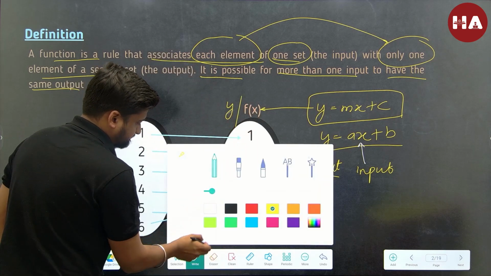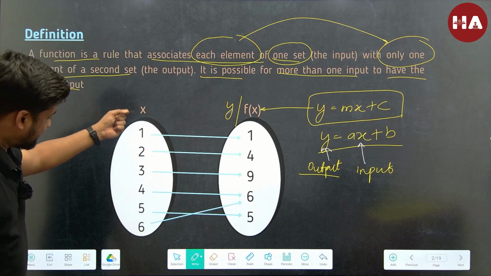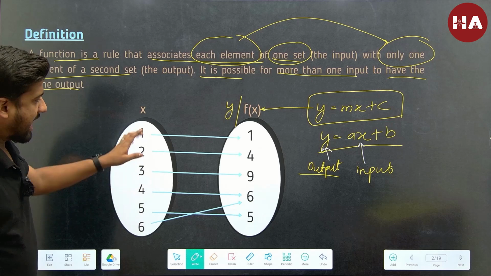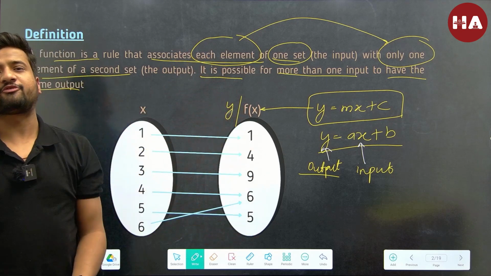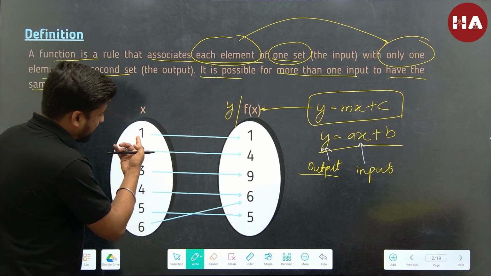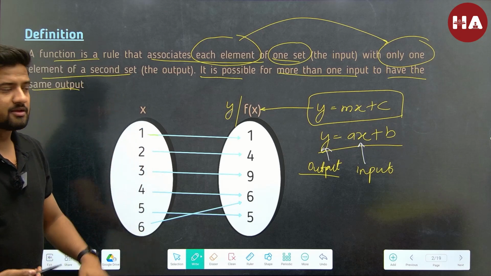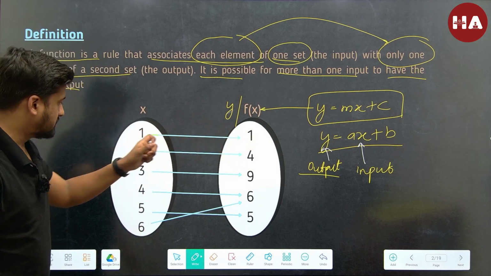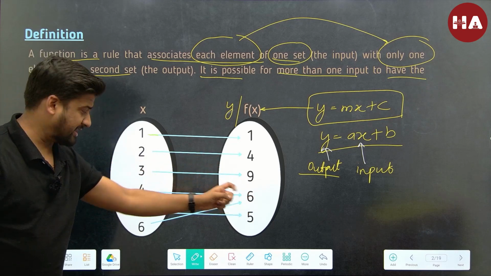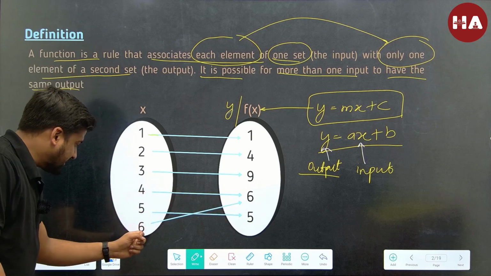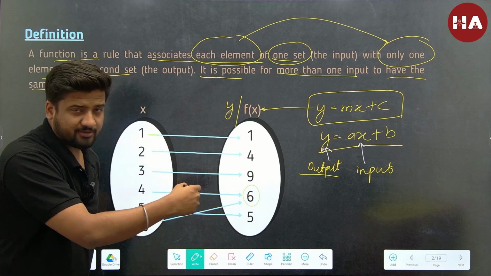Now if you'll notice, each value of x has only one corresponding value of y, right? Each value of x has only one arrow leaving from it, right? So 1 corresponds to 1, 2 to 4, 3 to 9, 4 to 6, 5 to 5, and 6 to 6 again. This 6 has two arrows coming towards it, right?